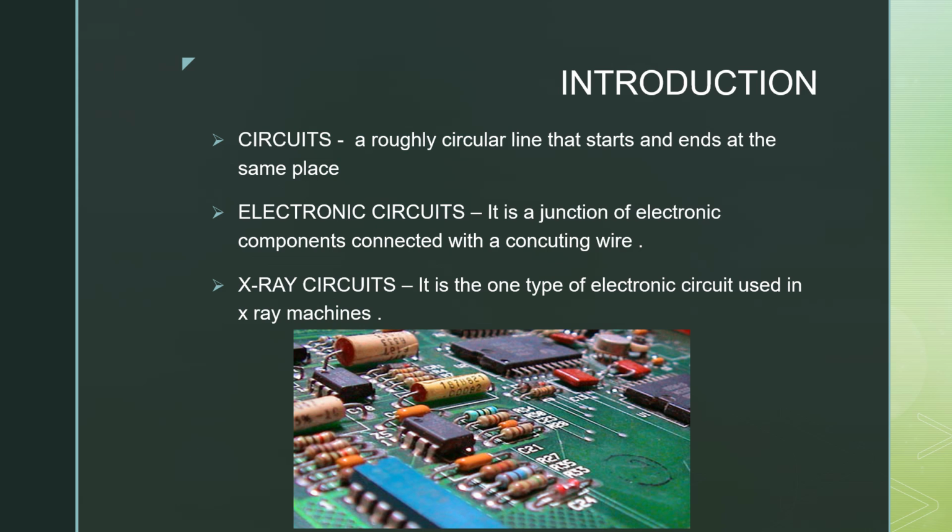Now what are X-ray circuits? An X-ray circuit is one type of electronic circuit, obviously, because an X-ray machine also uses current to generate X-rays. So the X-ray circuit is one type of electronic circuit that is used in X-ray machines to generate X-rays.